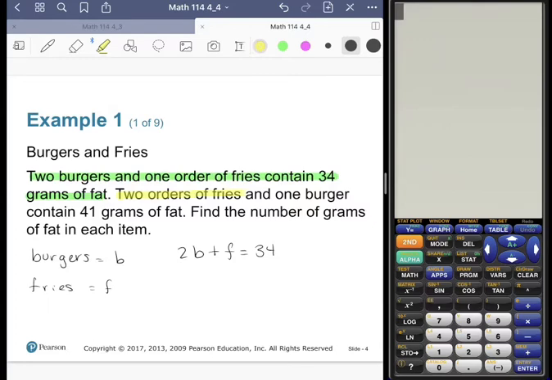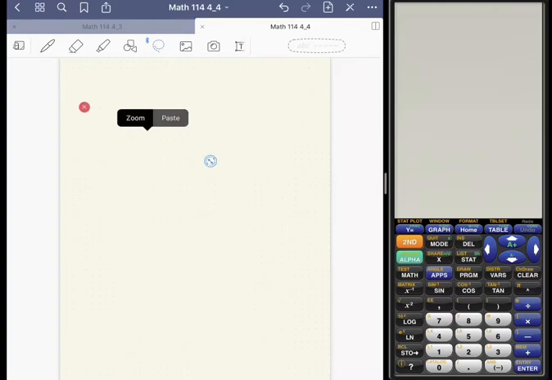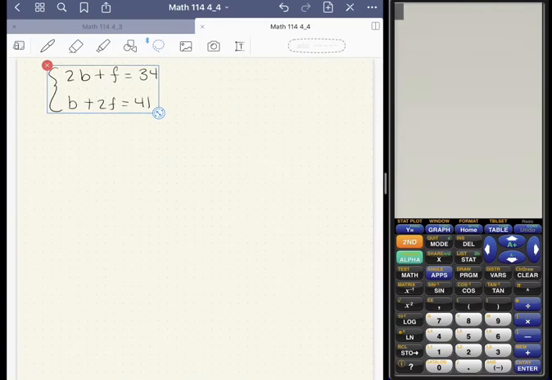Let's read the second one. 2 fries and 1 burger contain 41. So 1 burger plus 2 orders of fries is equal to 41 grams. So this is our system right here. Let's copy that, and I'm going to go to the next page because I'm going to run out of space really fast. So copy, paste, right there. And we have this. So you can do this by either substitution method or by elimination method.